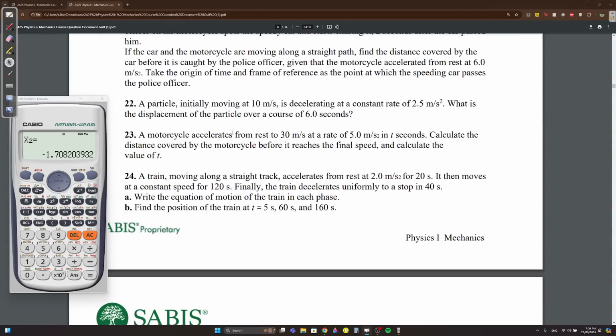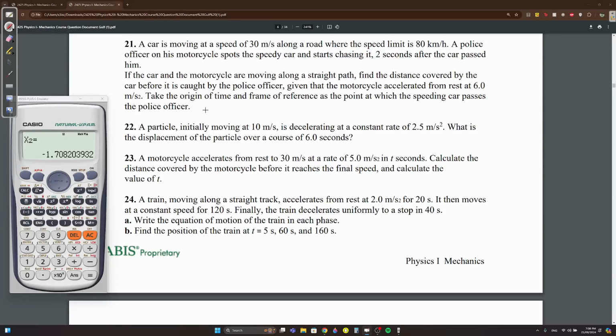Question 22 is very easy. They gave us that it's initially moving at 10, so u equals 10. It's decelerating, so its a is negative 2.5. What is the displacement?